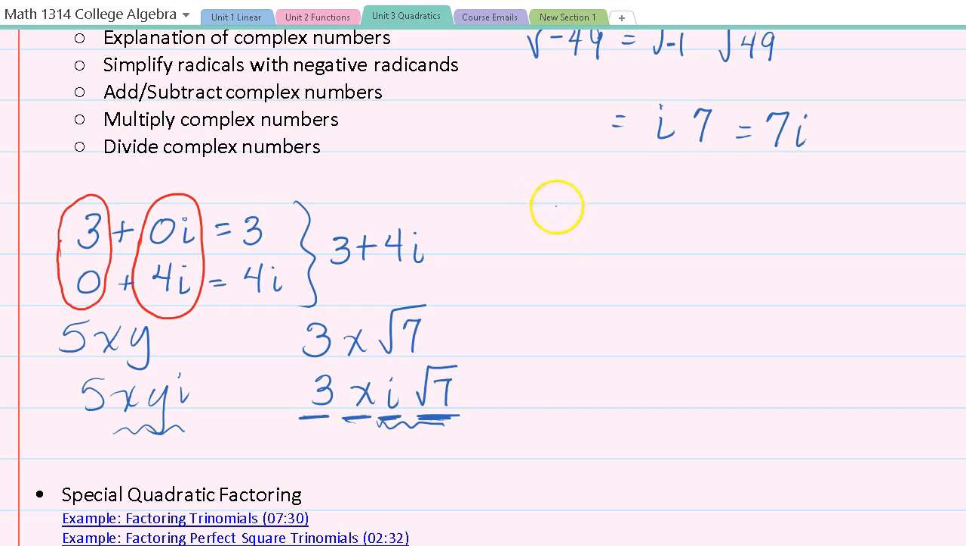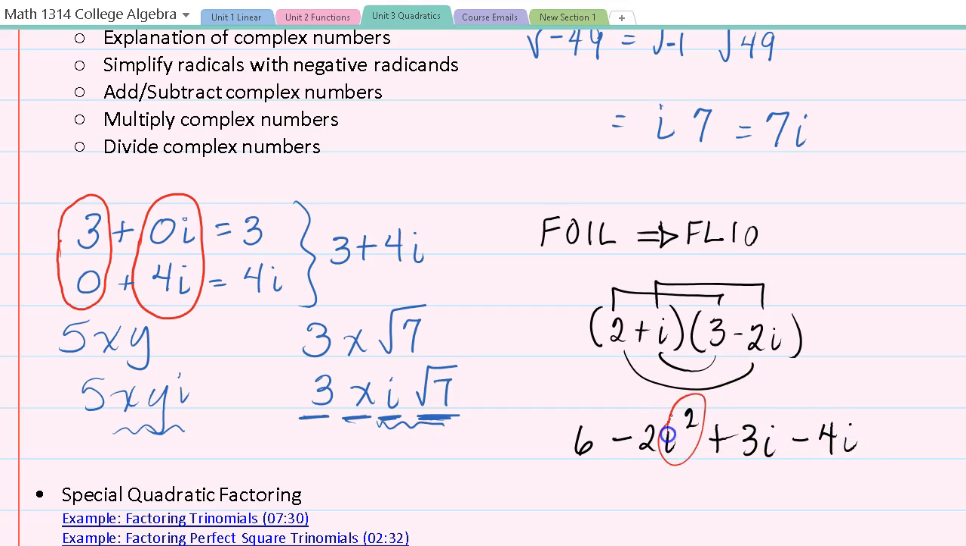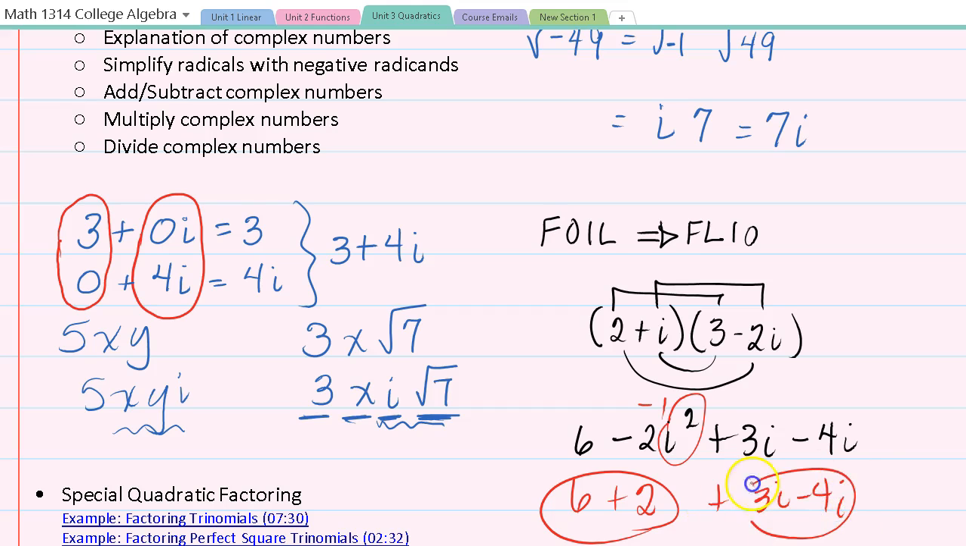When multiplying complex numbers, think of doing FOIL. I do FOIL in a different order. My students say I do FLIO, F-L-I-O. So for example, if we have 2 plus i times 3 minus 2i, I would multiply 2 times 3, then i times -2i, then i times 3, and finally 2 times -2i. Using the fact that i squared is -1 to simplify this term, now I can add like terms, the reals with reals and imaginary with imaginary, so that I can get my final answer.